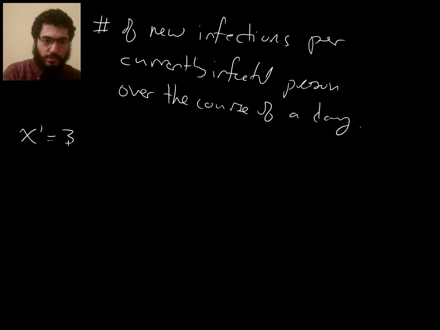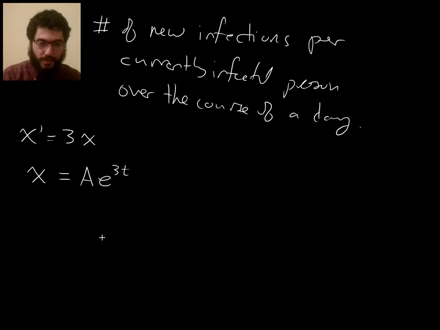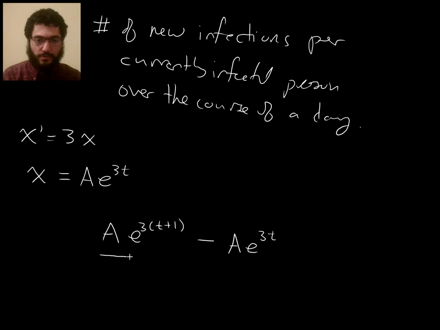So when the differential equation was x prime equals 3x, the solution ended up being x equals a e to the 3t. Now, over the course of a day, how many new infections are there? So if my day starts at a particular time t, then 1 day later, the number of infections is a e to the 3 times t plus 1. And if I now subtract the number of infections to begin with, then this difference is the number of new infections that appear over the course of a day. And if I want that per the current number of infections, then I should divide by a e to the 3t, which is the current number of infections. And there's some cancellations here, so that's nice.